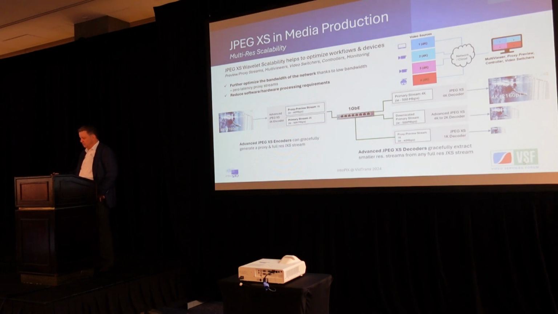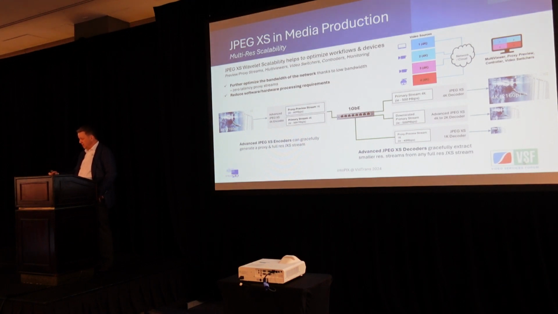Just showing a couple of examples here on the encode side, where you can gracefully generate a proxy along with the full res stream. And then on the decode side, it's probably a little hard to read down there, but the full res one, like we're showing downstairs, was at 500 megabits per second, but the proxy there is 40 megabits per second at 1K. So you get a much lighter and smaller version if you need to, but you still keep all the resolution and scalability.